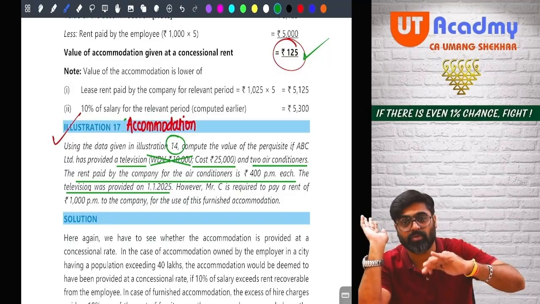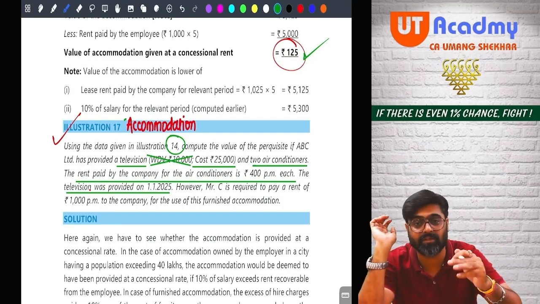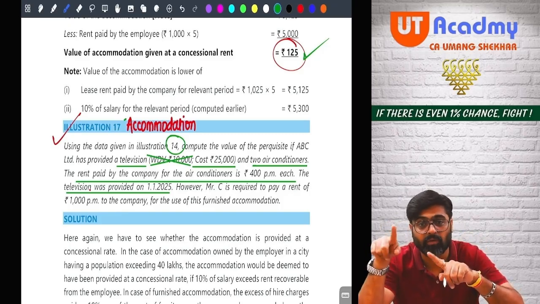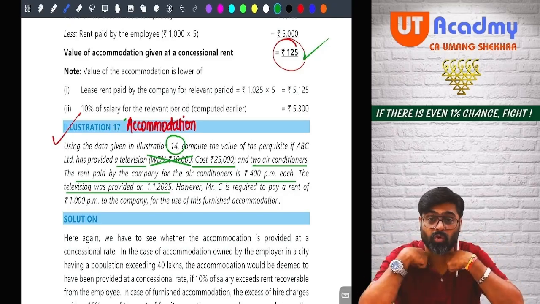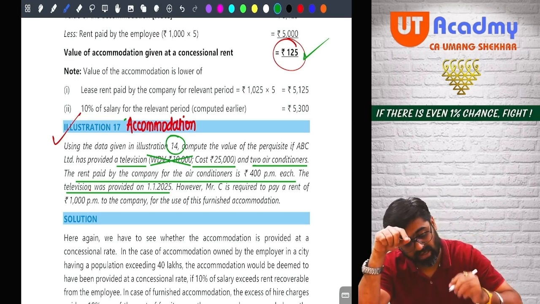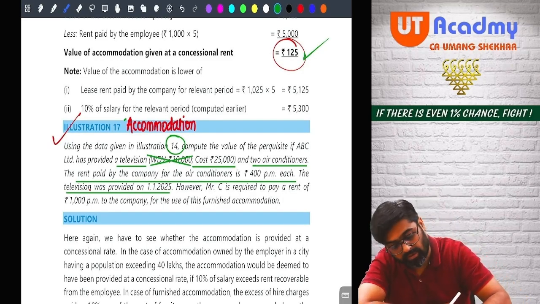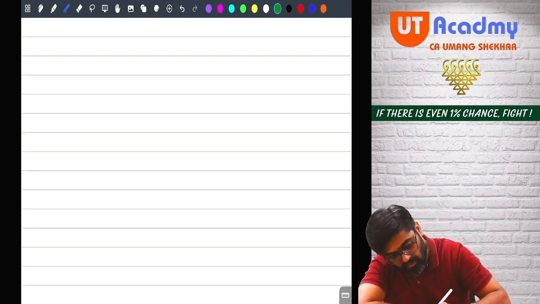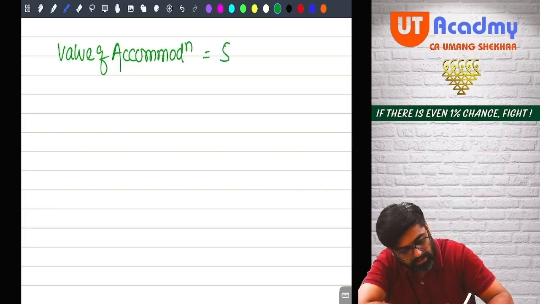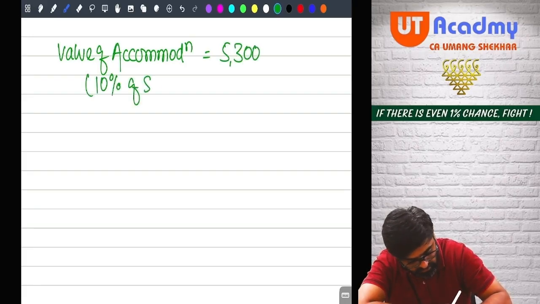But along with that, you are supposed to add the value of the furniture, meaning the television as well as the AC also. For television, the value will be 10% of the actual cost because it was owned by the employer and given to you. 10% of the actual cost. And how much is the actual cost? 25,000. So can I say here that the value of accommodation is how much? 5,300. That we have already calculated. What is that? 10% of salary.